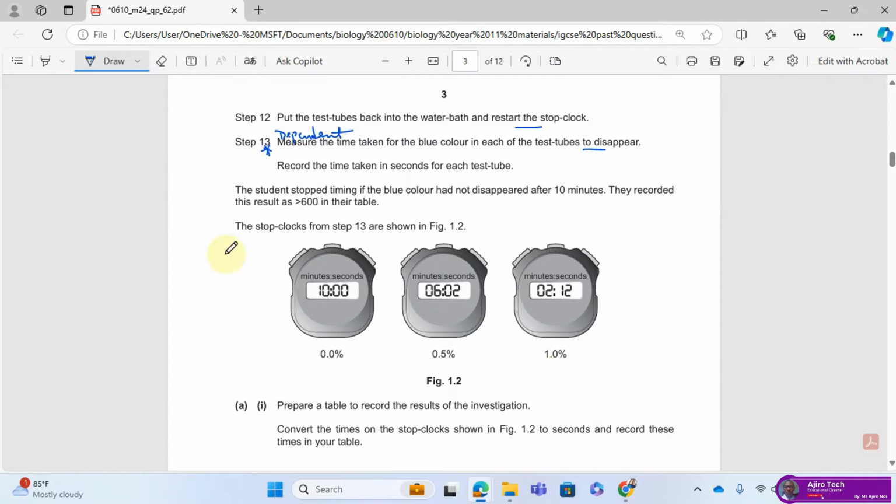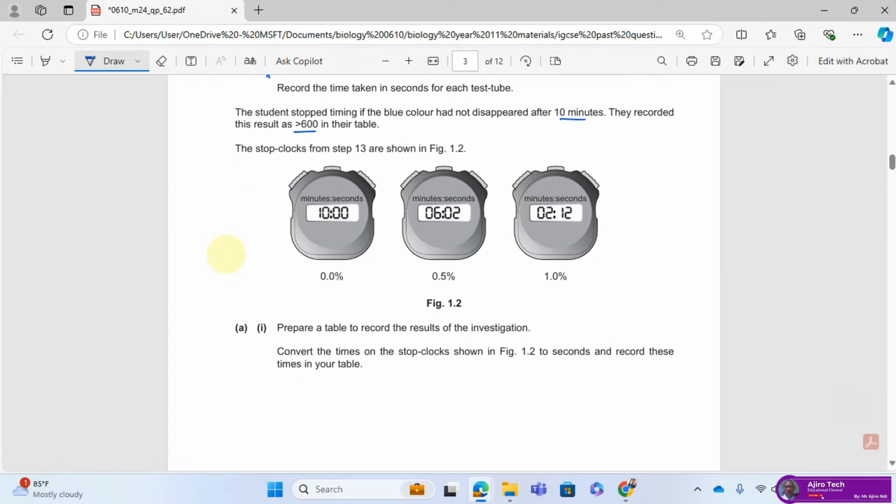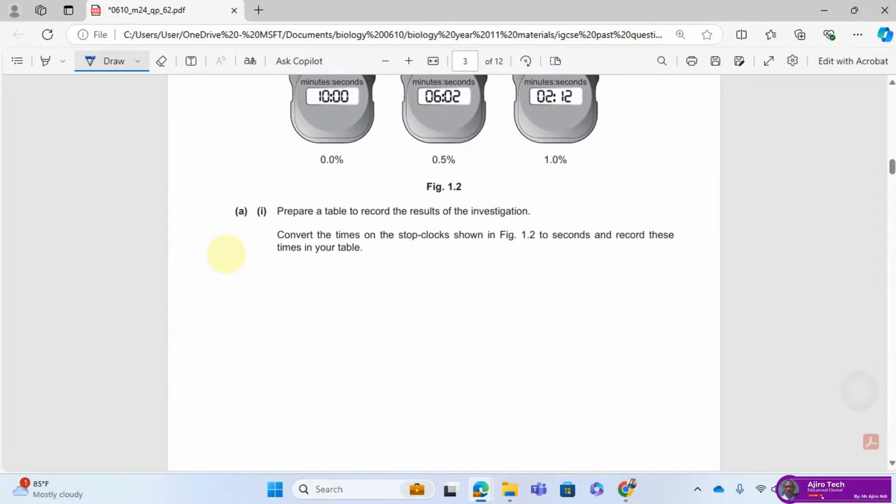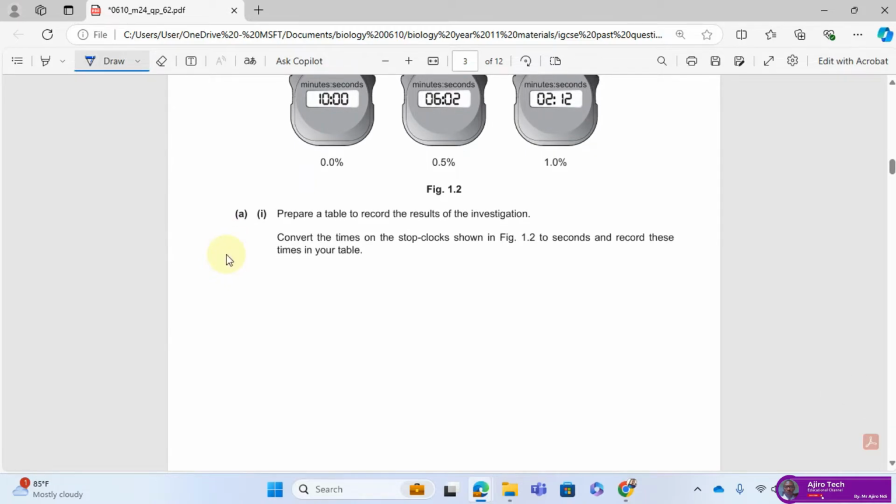The student stopped timing if the blue color had not disappeared after 10 minutes. The result was recorded as above 600. So that's our table of the result. Now the first question says prepare a table to record the result of the investigation. Convert the time on the stop clock shown in figure 1.2 to seconds and record the time. So we are converting our time to seconds.